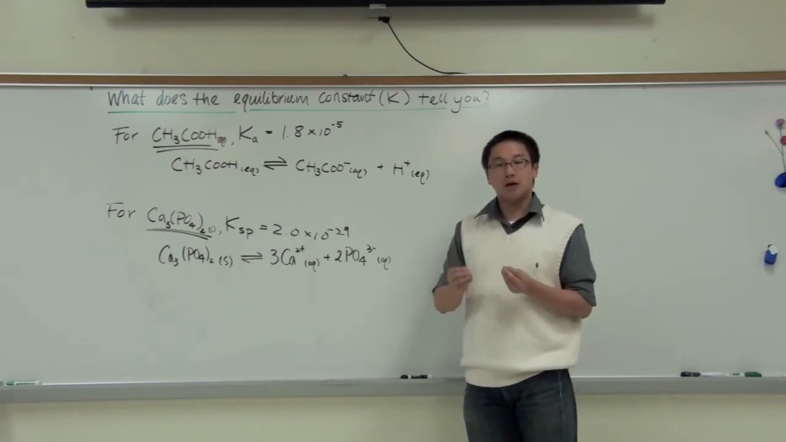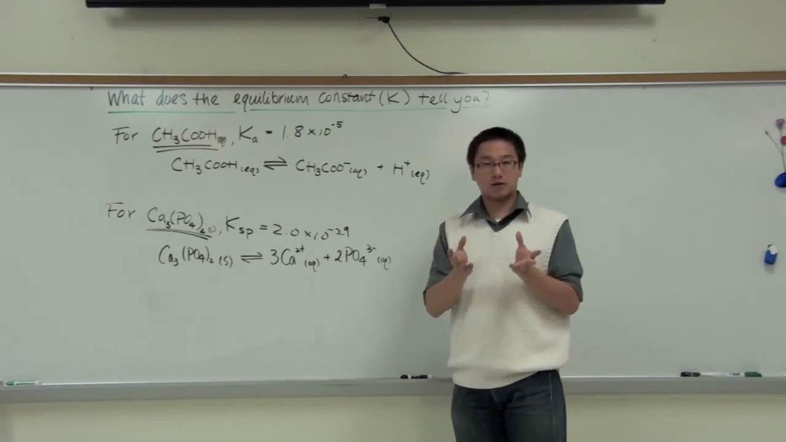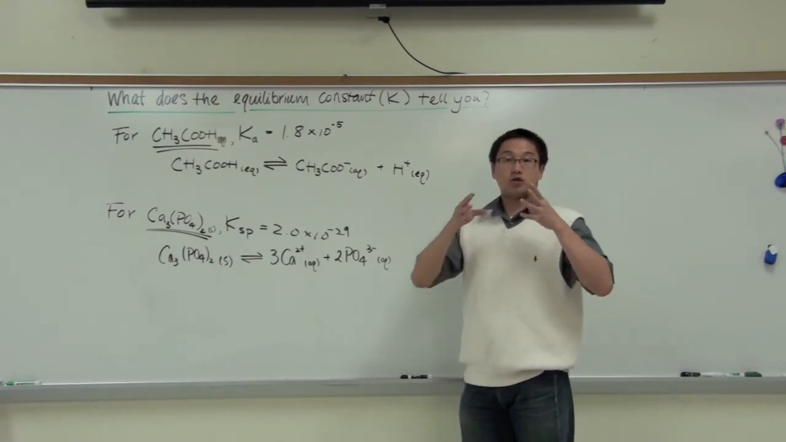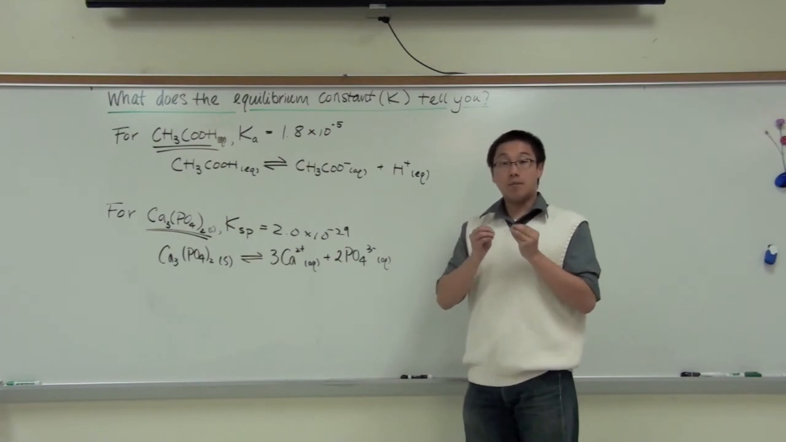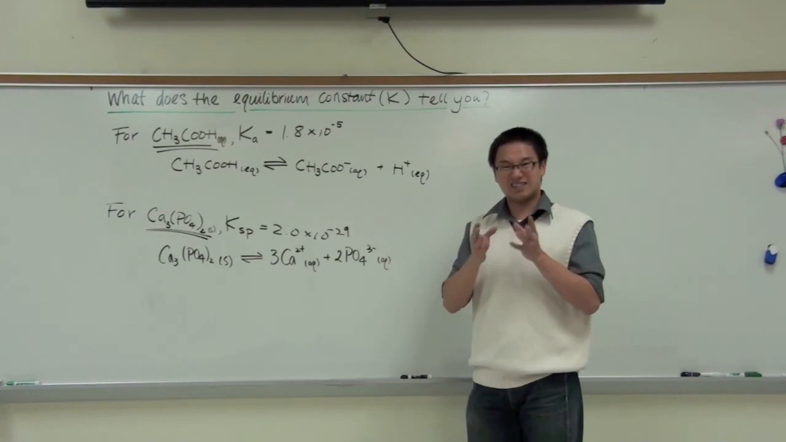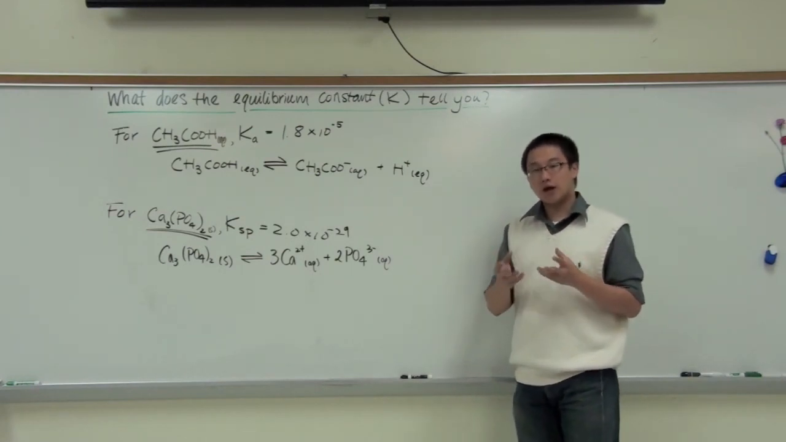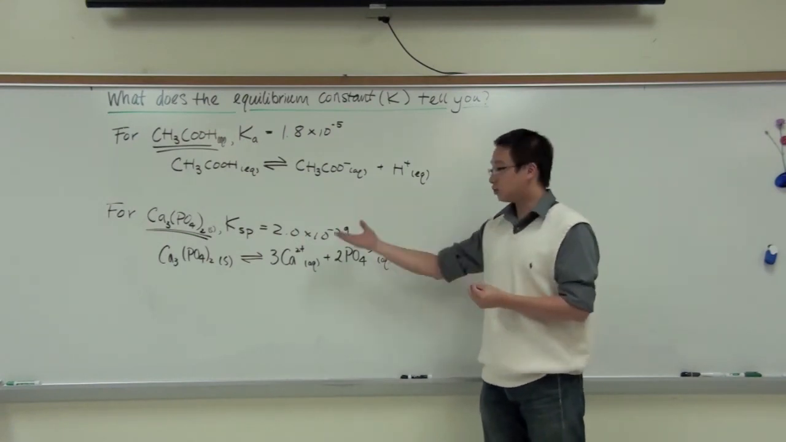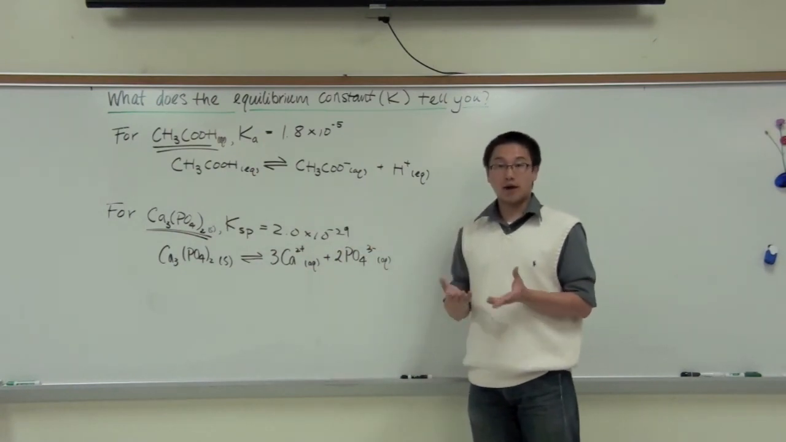So keep this in mind. If you have a big K value, it means that you have a lot of the products in the equilibrium reaction. And if you have a small value of K, it means that you have mostly the reactant. You only have a small amount of the product existing in the equilibrium expression. So this is going to help you determine the strength of an acid or base, or how soluble a solid is in water or aqueous solution.